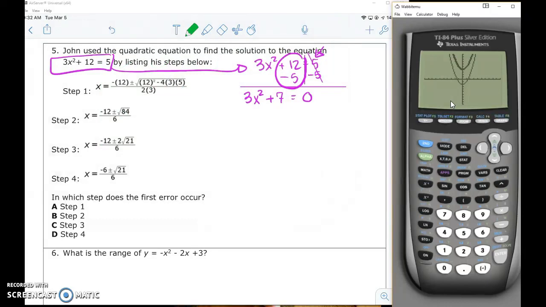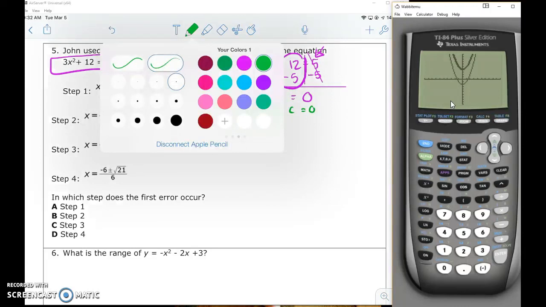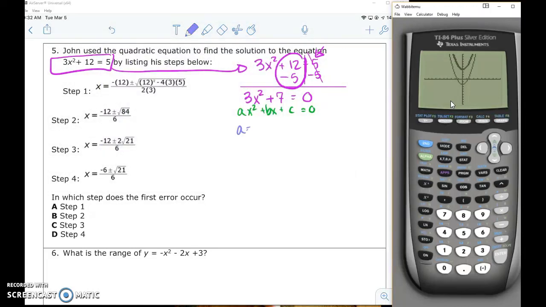If we know that standard form is ax squared plus bx plus c equals 0, we can find our a, b, and c values. In this problem, we could say that a equals 3. B is the number in front of x. There's no x here, so that means b has to be 0. There's nothing there. And c equals 7.